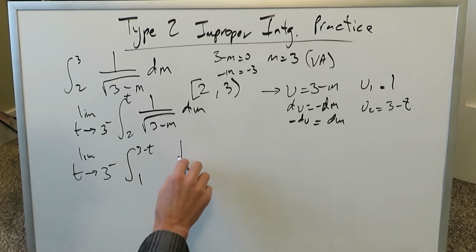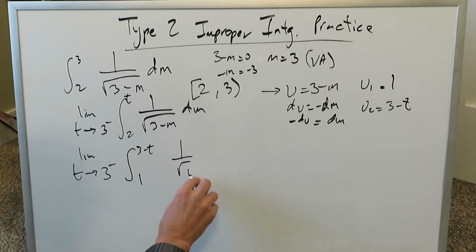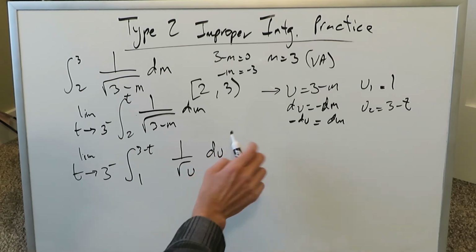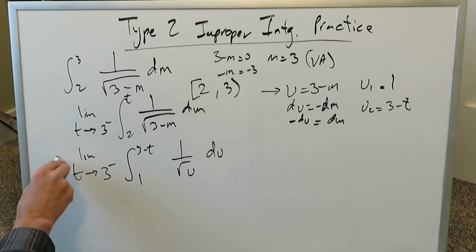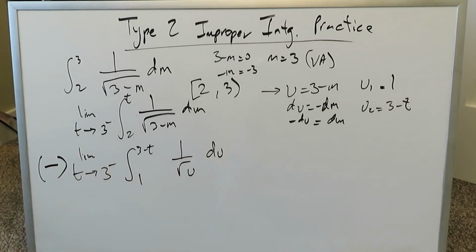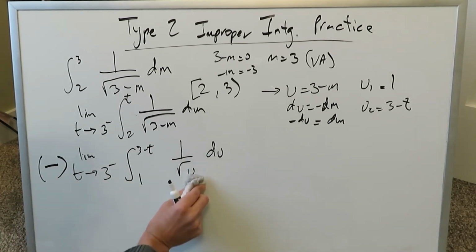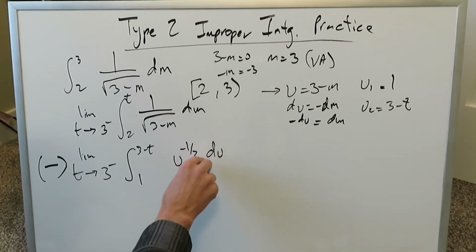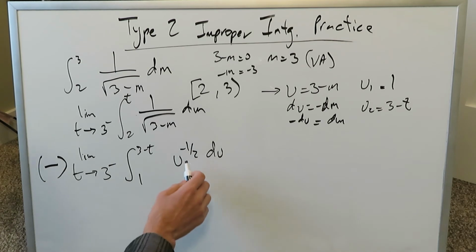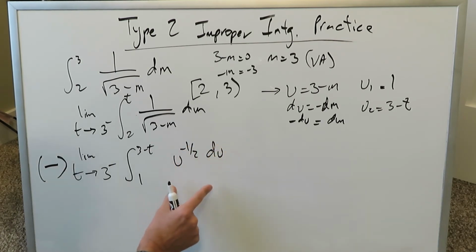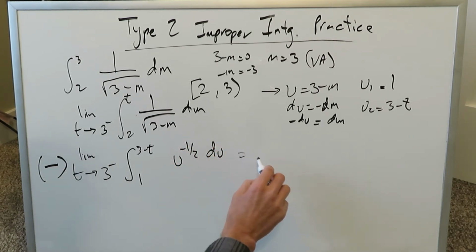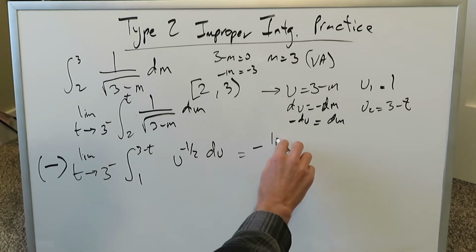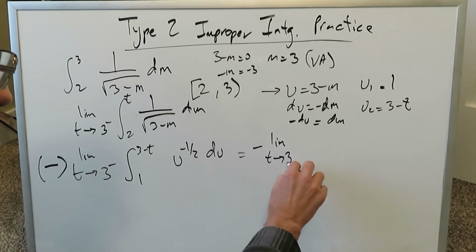We have here 1 over root u, 1 over root u and then du. We have a minus du. I'm just bringing the minus right here at the beginning. But what I want to do is convert this 1 over root u into an exponential form, having brought it upwards right here, u to the power of minus 1 over 2. We know this right here is minus 1 over 2 plus 1 divided by minus 1 over 2 plus 1. Not too hard. We'll have this minus limit as t approaches 3 from the left.